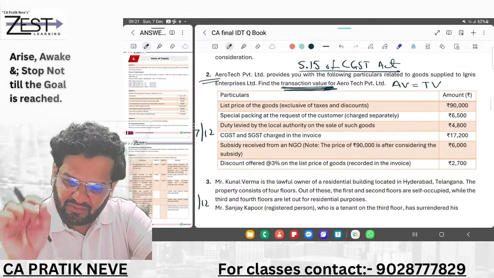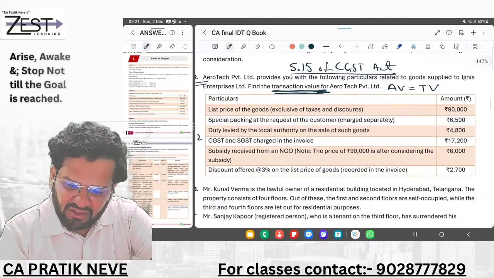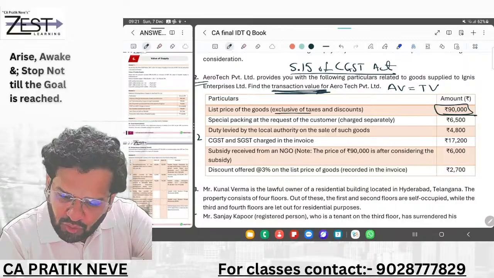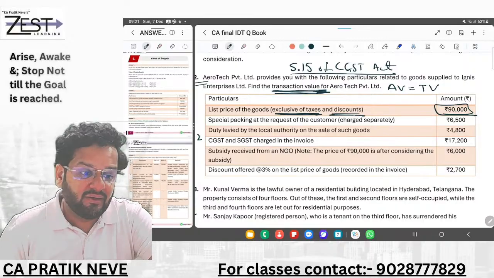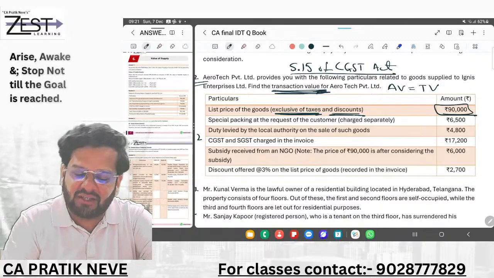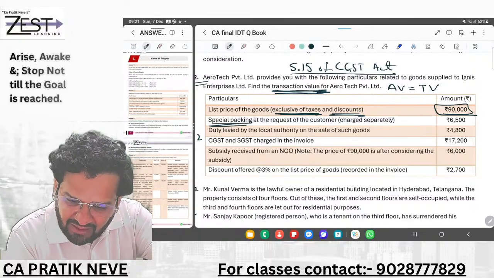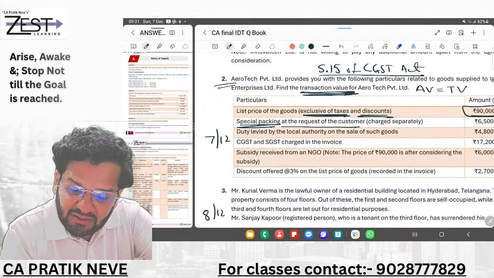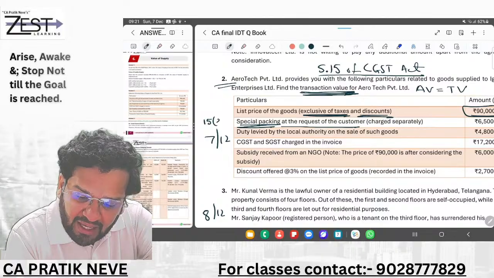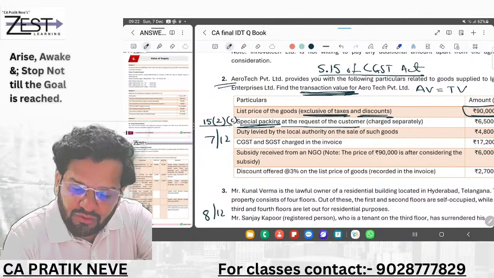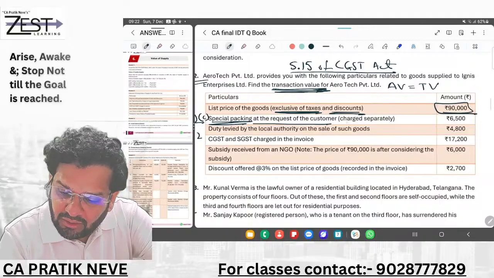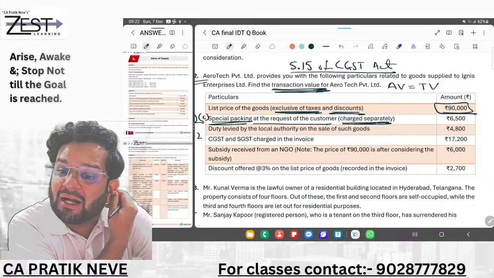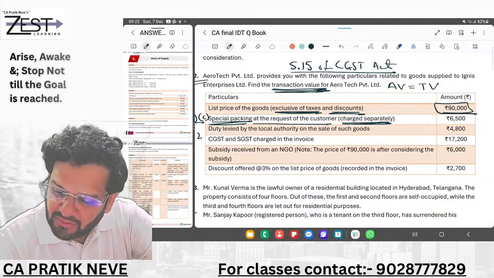Now see, the list price of goods is 90,000. It is exclusive of taxes and discounts. Means you have not yet considered the discount. Special packing at the request of customer. So friends, this is an expense which is incidental to supply. This will be included. So it is charged separately. Means right now it is not part of that 90,000. So please add it.